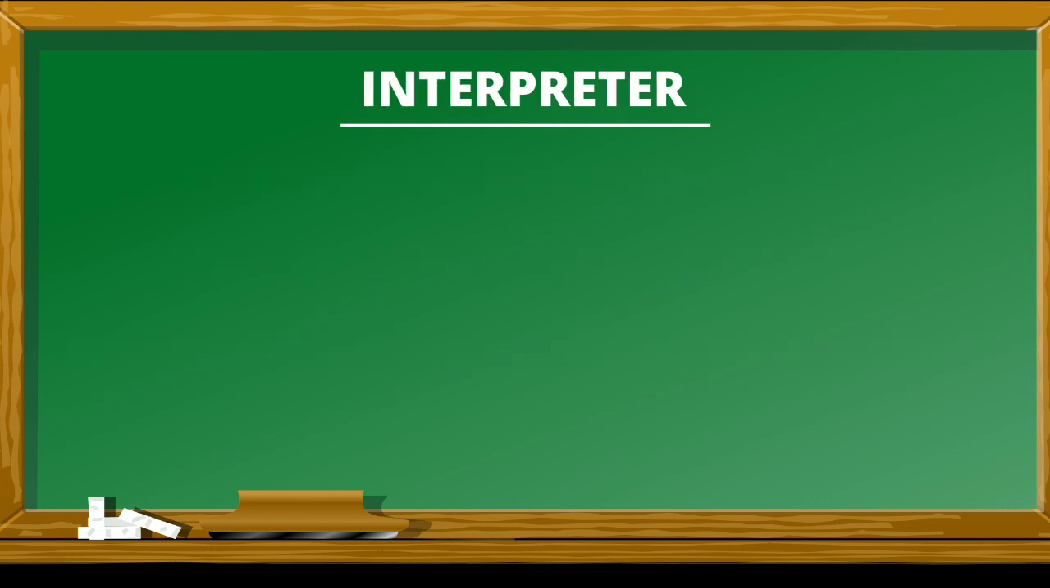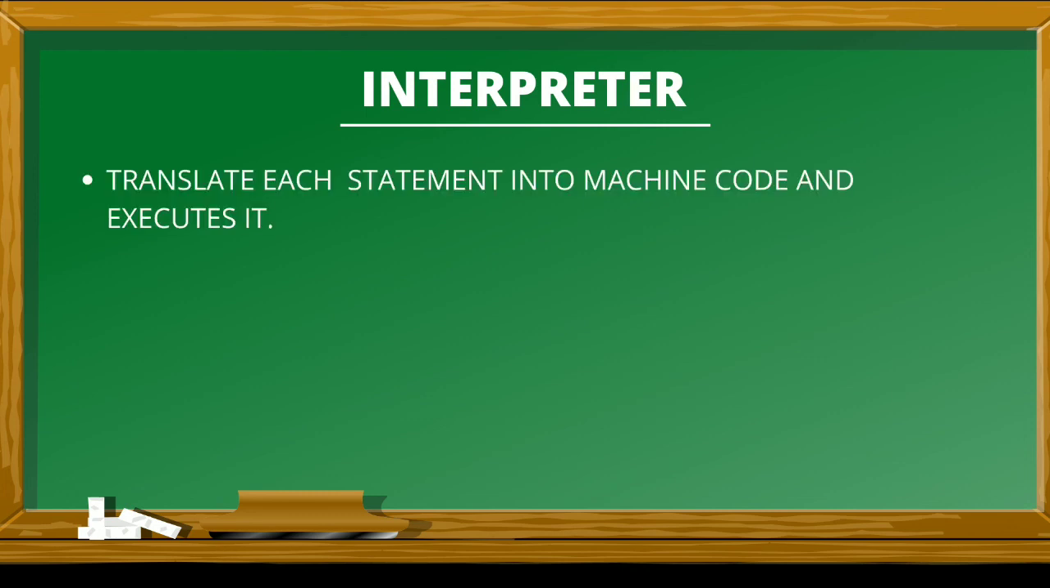Now let's have a look at the interpreter. It works a little bit different from the compiler. The interpreter translates each statement into machine code and executes it right away. So it will not translate all the program, it translates one statement at a time. So we have a statement from a program. The interpreter will translate it to machine code and then it will execute it, so we will see the output. Now this process will be done on all the statements in our program statement by statement, but the compiler translates all the program into machine code. So this is the difference between an interpreter and a compiler.